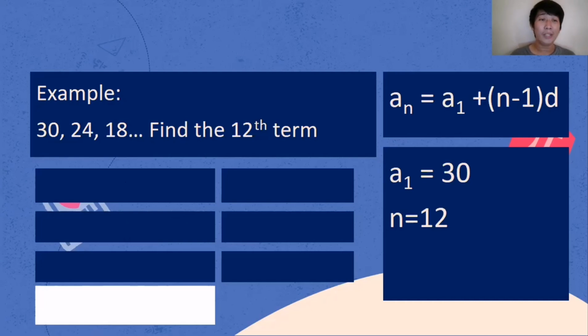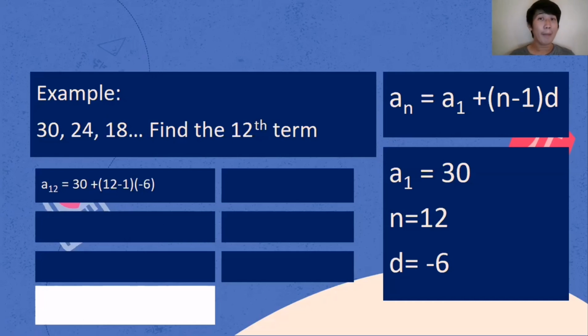Common difference, we need to check two consecutive terms and subtract them. 18 minus 24. We start from right to left in subtracting. 18 minus 24, that is negative 6. Very good. 24 minus 30, that is negative 6. Very good. We now have the values that we need, so we can substitute the values in the given formula. And here it goes. First term is 30 plus n is 12 minus 1 times the common difference, that is negative 6.